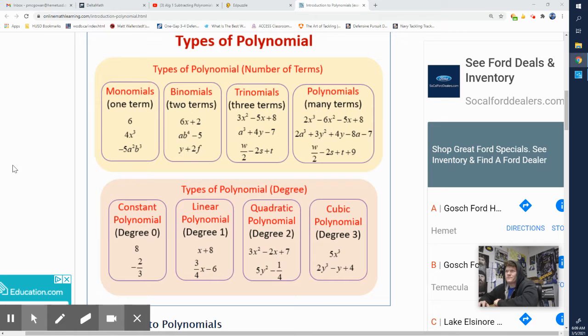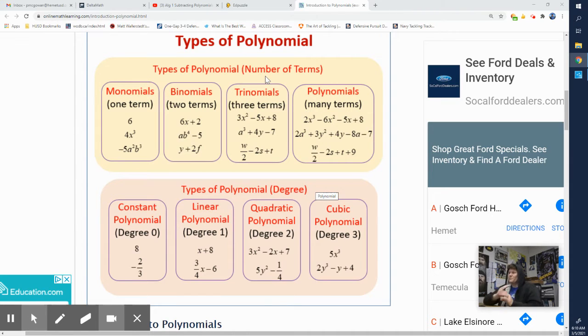So now, knowing what polynomials are and are not, focus on what types of polynomials there are. The majority of the time, they're only classified two different ways. They're classified by how many terms there are and the total degree of the polynomial. Let's focus on the terms because that's an easier one to see.